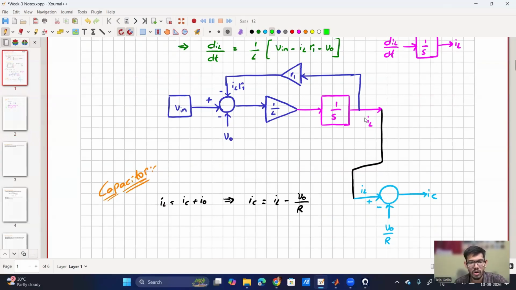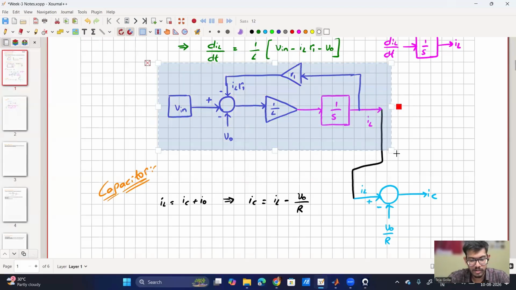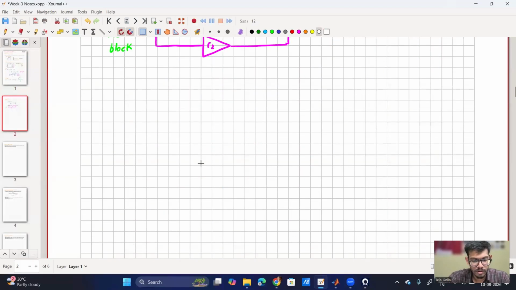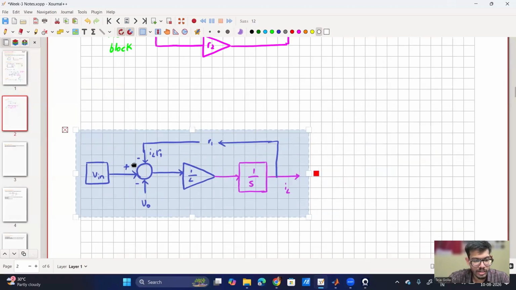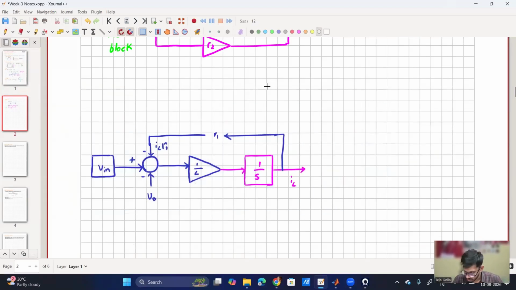So let us draw the overall diagram. I will use these diagrams only. So far the concept is clear, right? We are designing individually and then we'll combine. The same holds good for a buck or a boost, for any converter, it's the same.